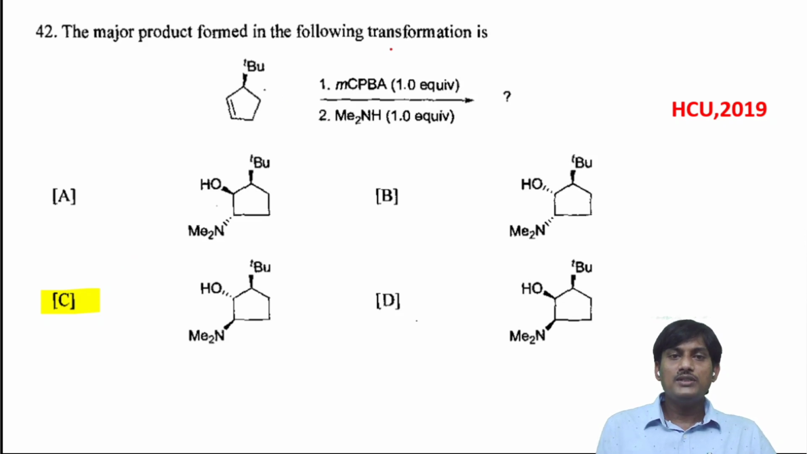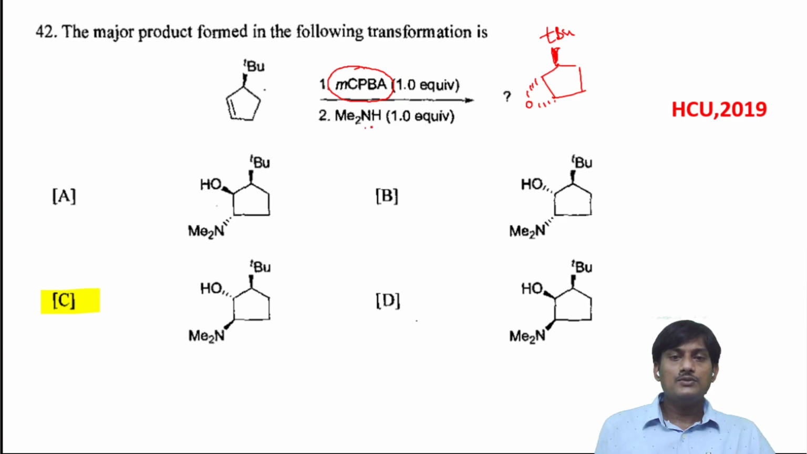The major product formed in the following transformation: when you treat with mCPBA, meta-chloroperbenzoic acid, there is an epoxidation of the double bond. The tertiary butoxide is above the plane, so mCPBA approaches from below the plane, and the epoxidation takes place below the plane. Since the bulky group is above the plane, the epoxidation will be below the plane.